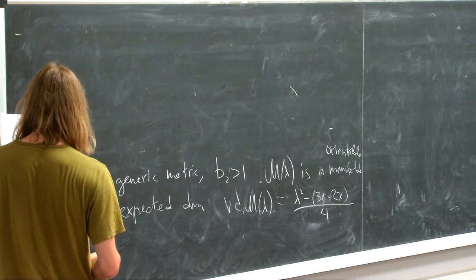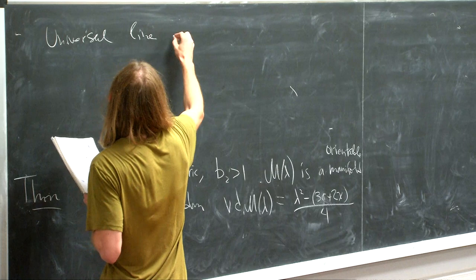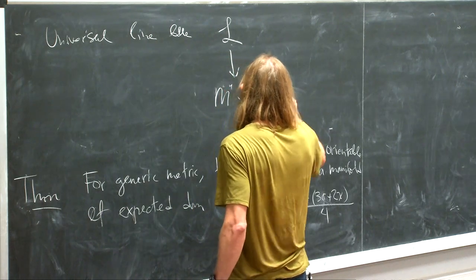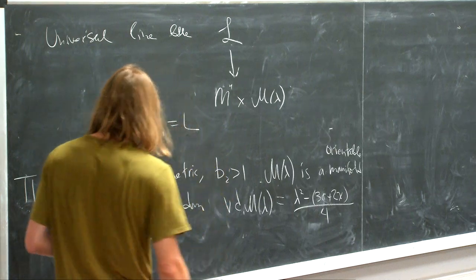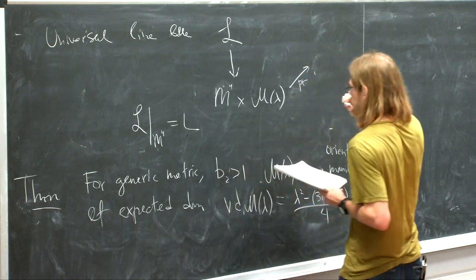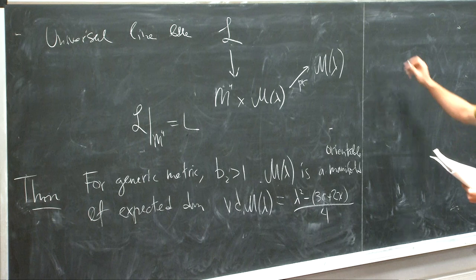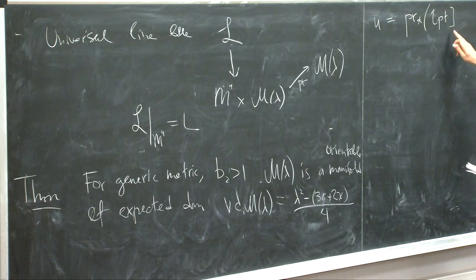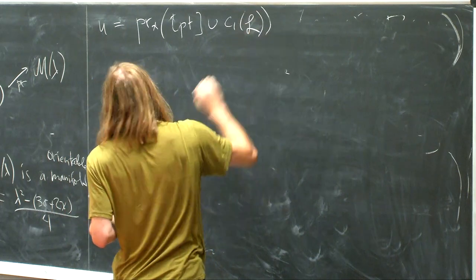So how does one define these Seiberg-Witten invariants? There is a universal line bundle over this product of M4 and the moduli space, such that if I fix a particular point in the moduli space, this bundle on M4 coincides with my determinant line bundle L. One can consider the projection to the moduli space, and then the class U, which is the push forward under projection of the Poincaré dual of a point in the cohomology of the four-manifold, cup product with the first Chern class of lambda here.